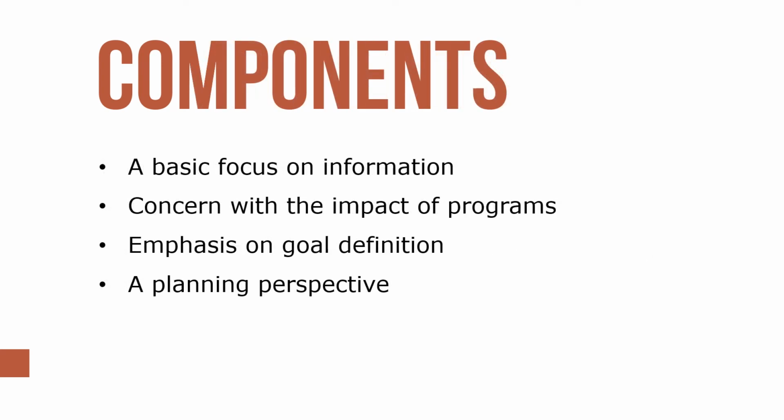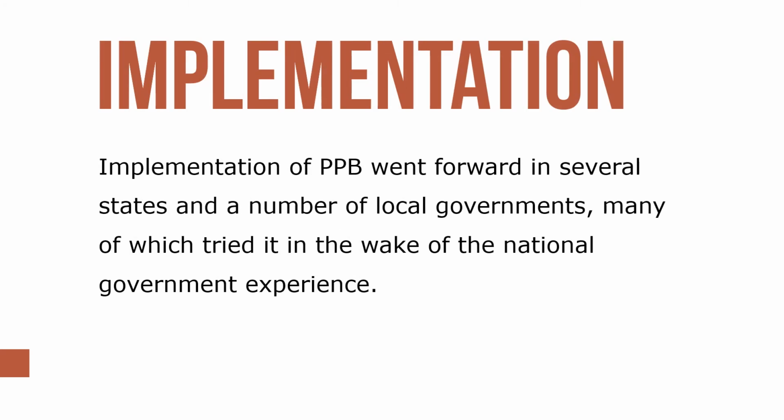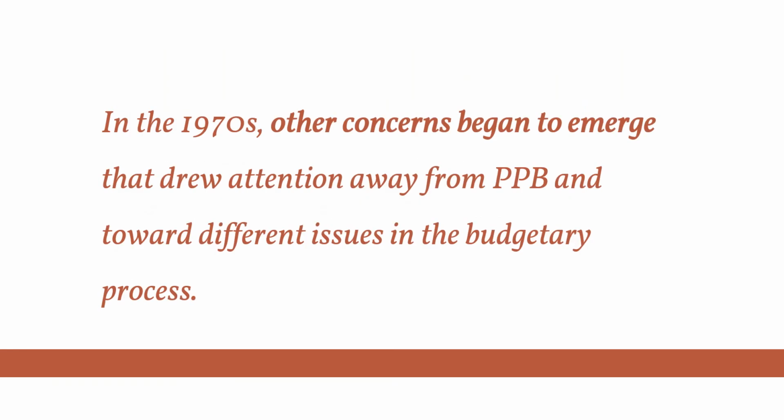Much of the PPP package may have been dismantled, but some components live on, like a basic focus on information, concern with the impact of programs, emphasis on goal definition, and a planning perspective. Implementation of PPP went forward in several states and a number of local governments, many of which tried it in the wake of the national government experience. In the 1970s, other concerns began to emerge that drew attention away from PPP and towards different issues in the budgetary process.